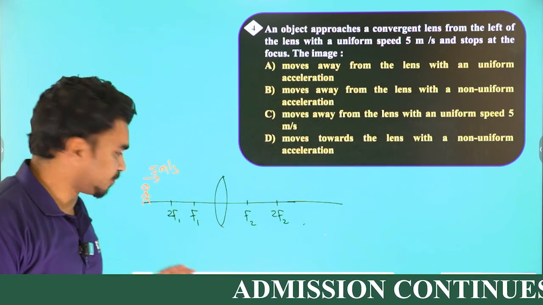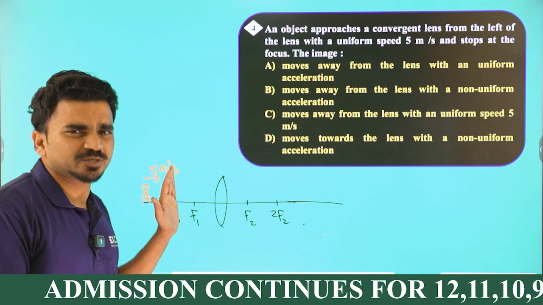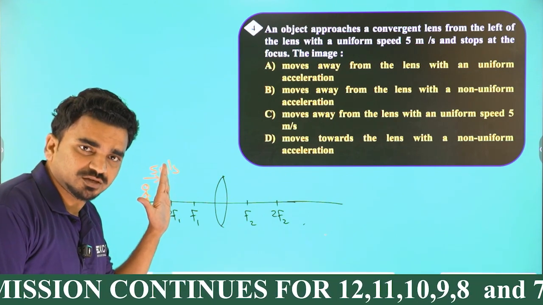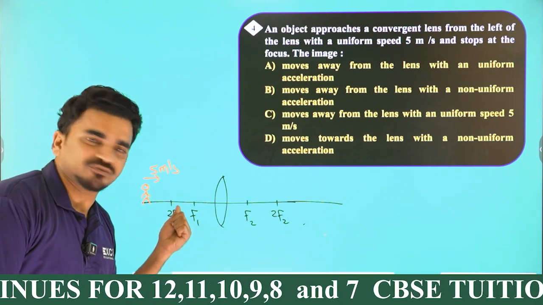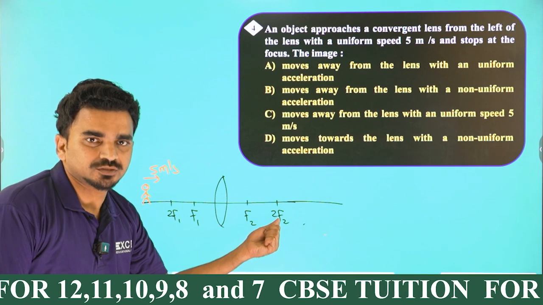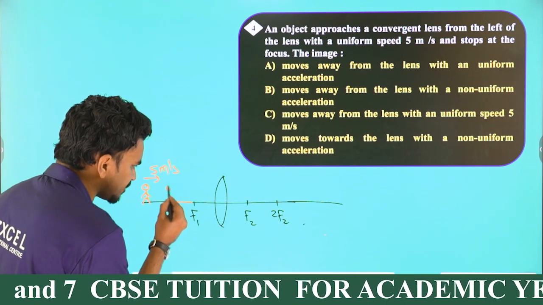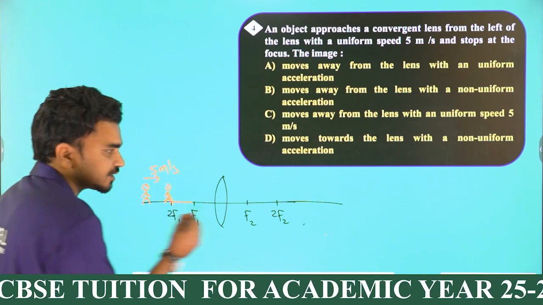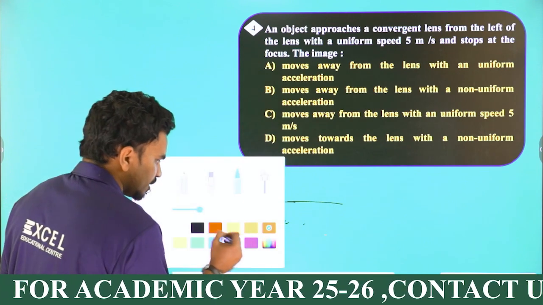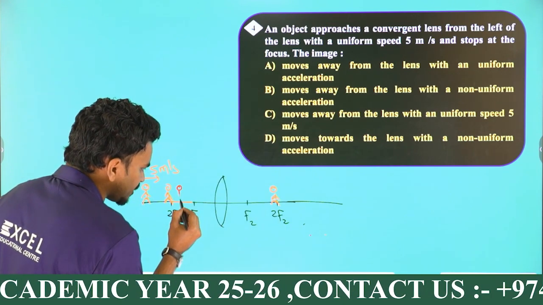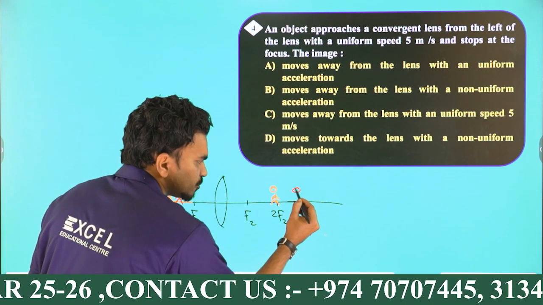Fine. Look over here. When the object comes closer and closer, it's a standard 10th idea basically. When the object comes at 2f1, the image will be at 2f2. You know that, right? When I walk and reach 2f1, the image will be at 2f2. Then if I move a little more, between 2f1 and f1, my image is here.